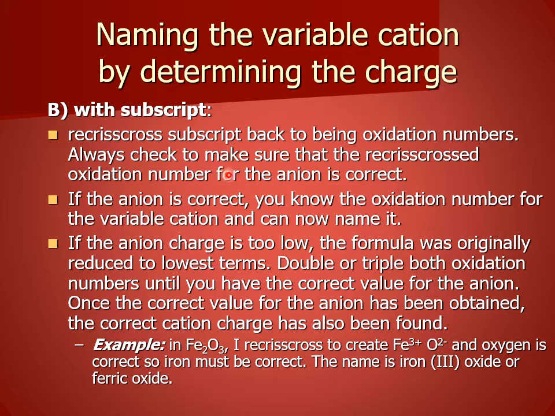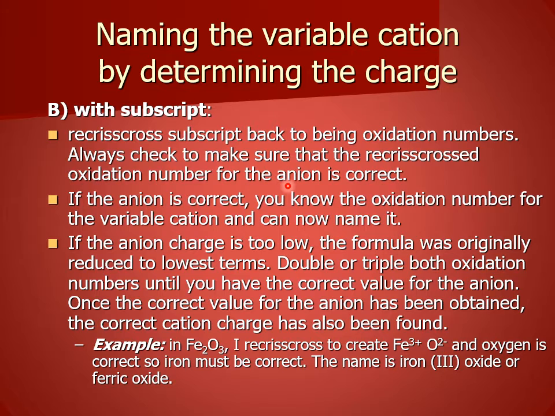Always check to make sure that the re-crisscrossed oxidation number for the negative ion, the anion, is correct. Sometimes you're going to re-crisscross and that negative ion should be, like for oxygen, a negative 2, but it's not. You re-crisscross and for whatever reason, it's a negative 1. Well, that indicates that your compound's formula has been reduced. And so you would double the negative 1 in oxygen to make it a negative 2, which is now correct.